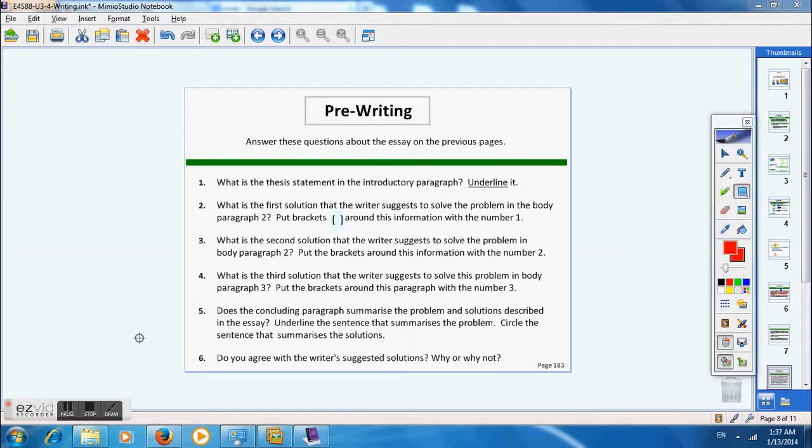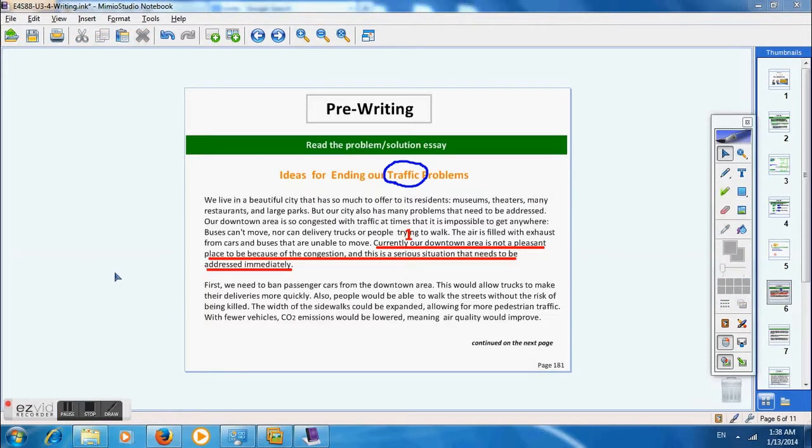Pre-writing. Answer these questions about the essay on the previous pages. Question number 1. What is the thesis statement in the introductory paragraph? Underline it. Currently, your downtown area is not a pleasant place to be because of congestion, and this is a serious situation that needs to be addressed immediately. So that is the thesis statement. That is the answer to number 1. So here, congestion talks about traffic.